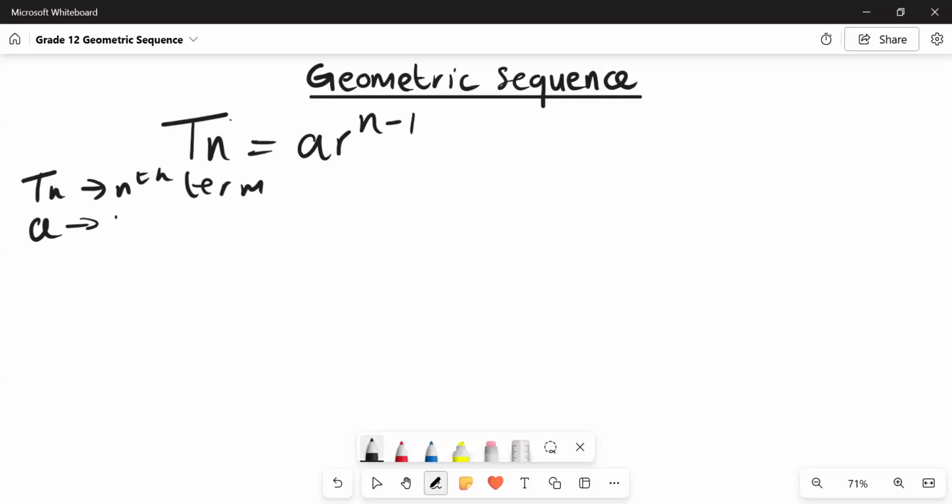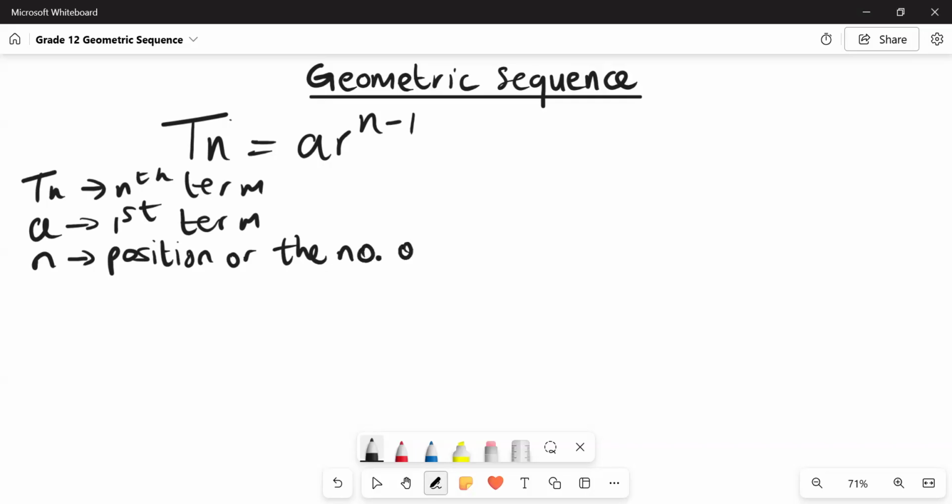A, that's our first term. Your n, it's the position or the number of the term. What else? R, the new guy. So we call this guy our common ratio.